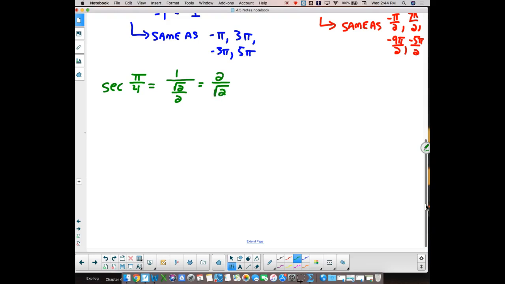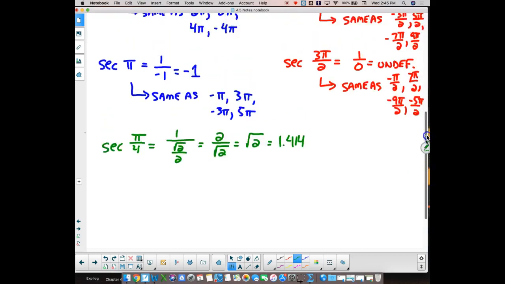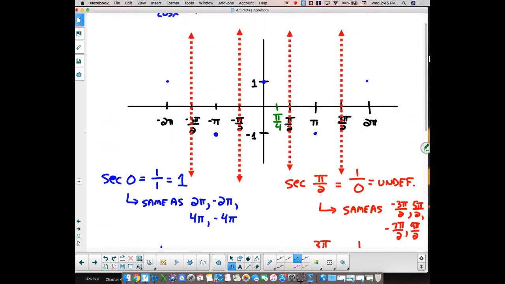Gets me that. Anybody know what 2 divided by the square root of 2 is? Square root of 2. I would rationalize that denominator. I just get the square root of 2, which is 1.414. Okay? So that is up here.